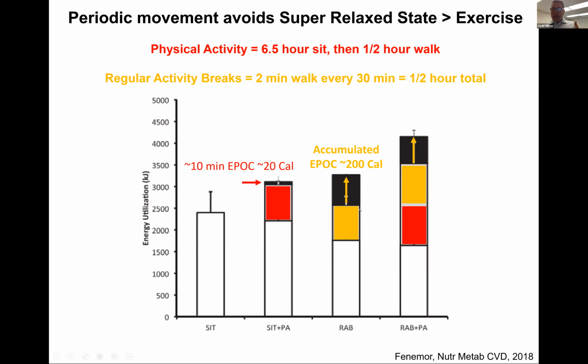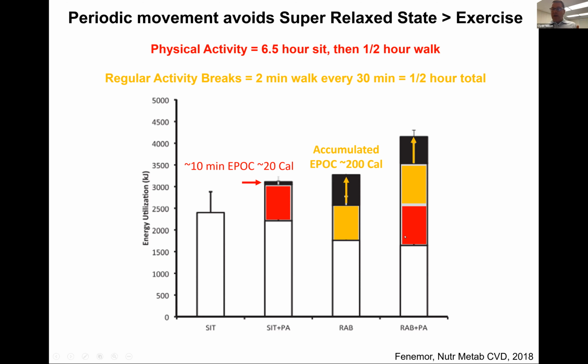So you use up 20 calories walking, and you burn 20 calories after you've stopped walking. And you keep repeating that, and you end up with as much EPOC, excess post-exercise oxygen consumption, that's this black box here, as the calories used up in walking itself.